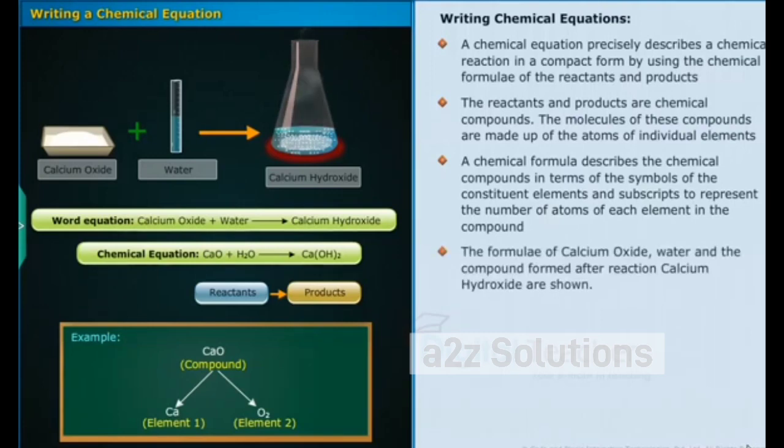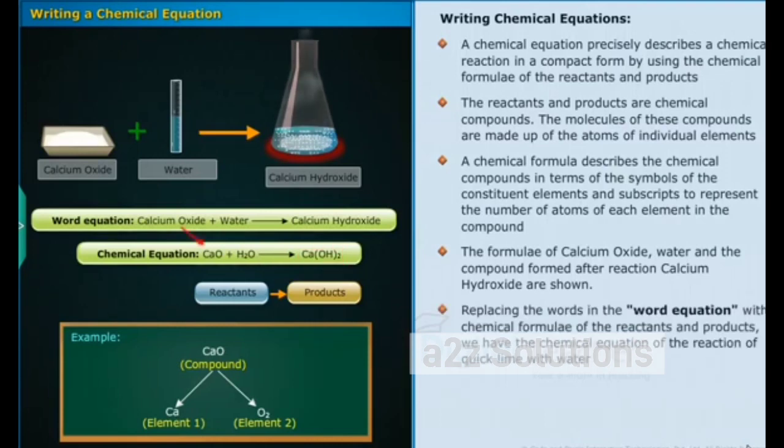The formulae of calcium oxide, water, and the compound formed after reaction, calcium hydroxide, are shown. Replacing the words in the word equation with chemical formulae of the reactants and products, we have the chemical equation of the reaction of quicklime with water.